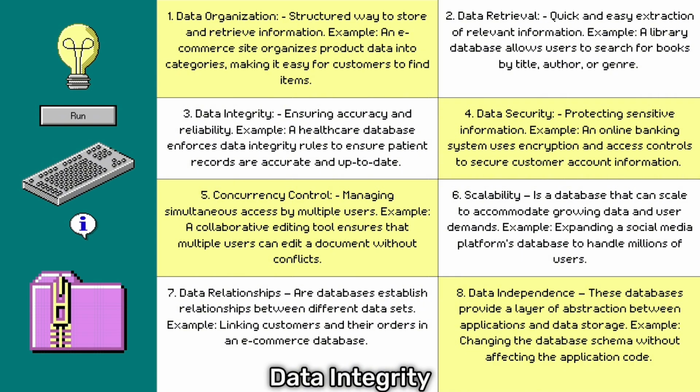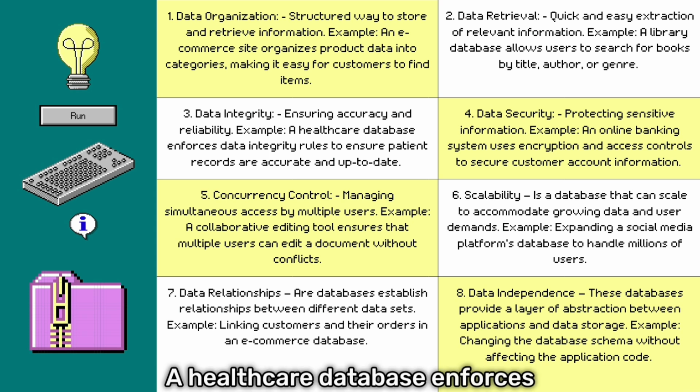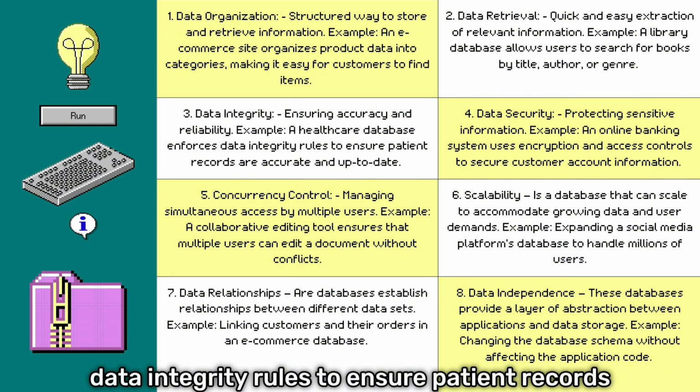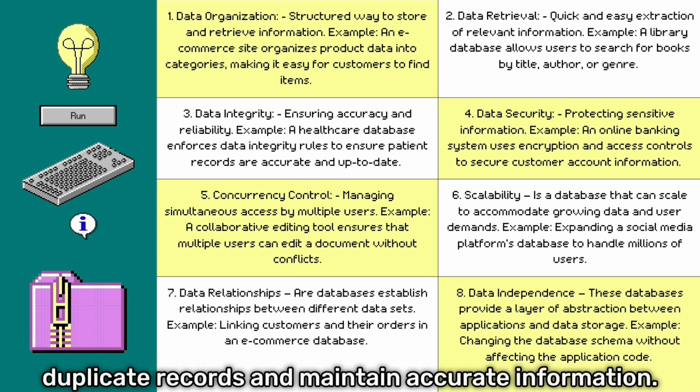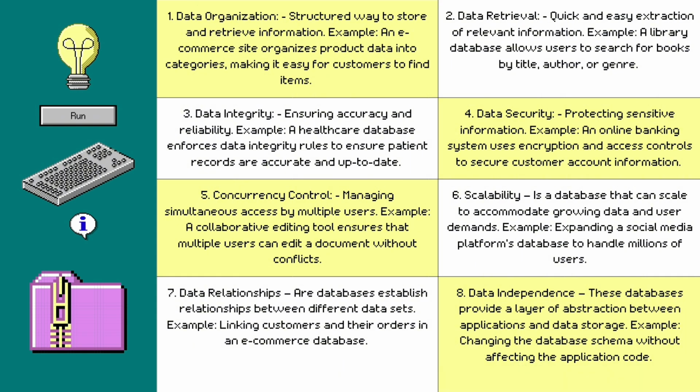Next, data integrity. Data integrity ensures accuracy and reliability. Example, a healthcare database enforces data integrity rules to ensure patient records are accurate and up-to-date. Trivia: data integrity helps prevent duplicate records and maintain accurate information.